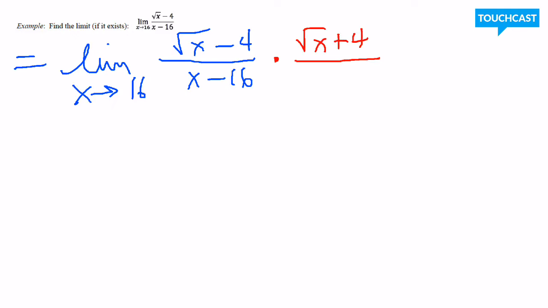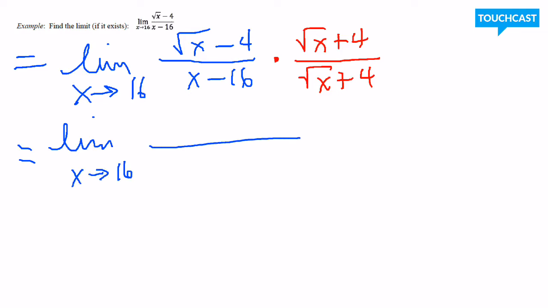Remember, the conjugate of a binomial is the same binomial but with the sign in the middle changed. So if one binomial has an addition sign, its conjugate is the same binomial with a subtraction sign. So, square root of x plus 4. Here's the good news. When we do this multiplication, we will have to simplify in the numerator. It's not necessary to simplify in the denominator. So in the denominator, I'm simply going to write x minus 16 times the square root of x plus 4.